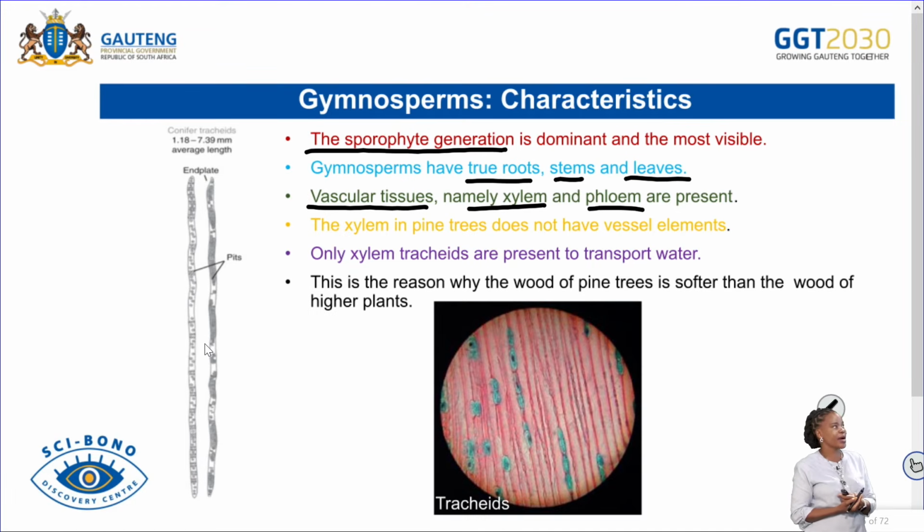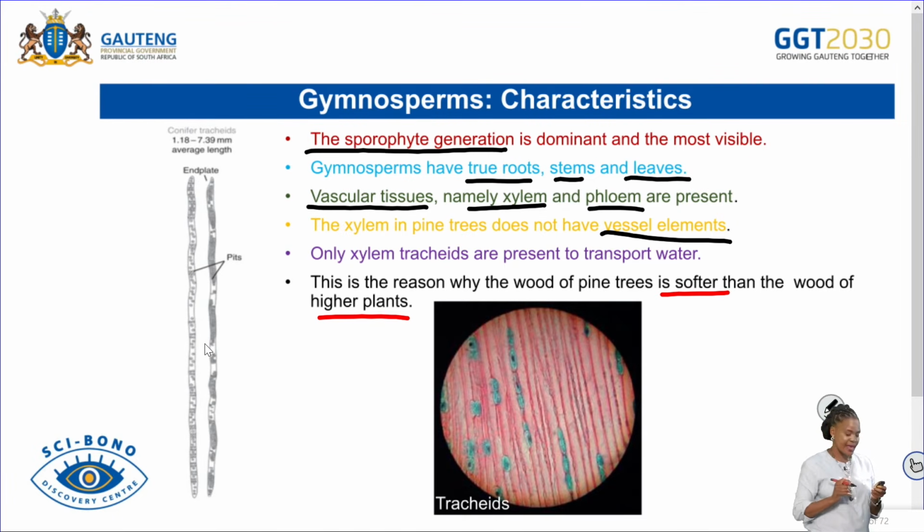And then the xylem in pine trees does not have vessel elements. In other words, we know that xylems usually have vessel elements, but the xylems found in pine trees lack vessel elements. That is why they only have tracheids instead of xylem elements. So that is why the wood of pine trees is softer than the wood of the higher plants, because they do not have the xylem elements.